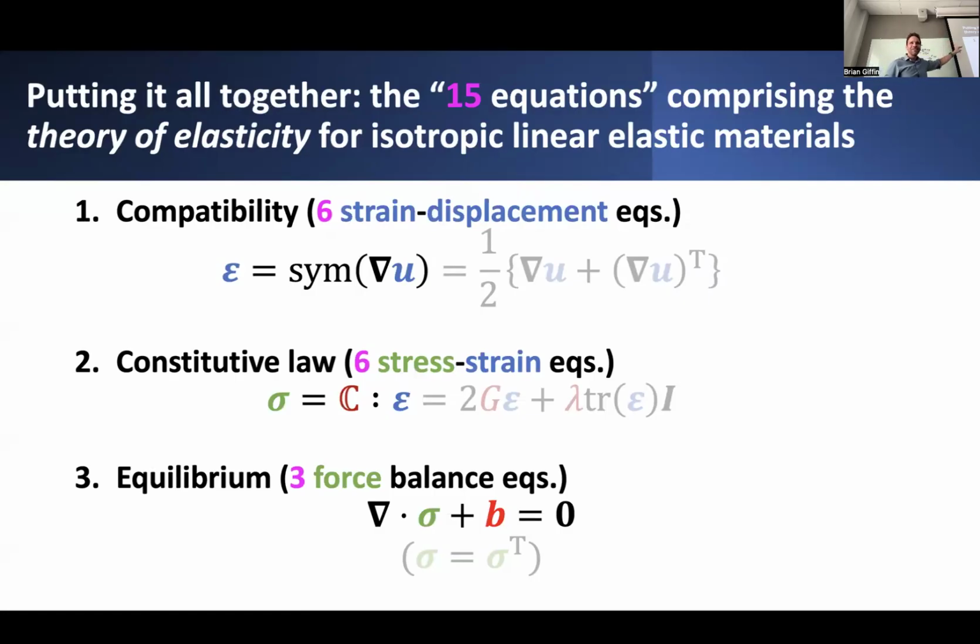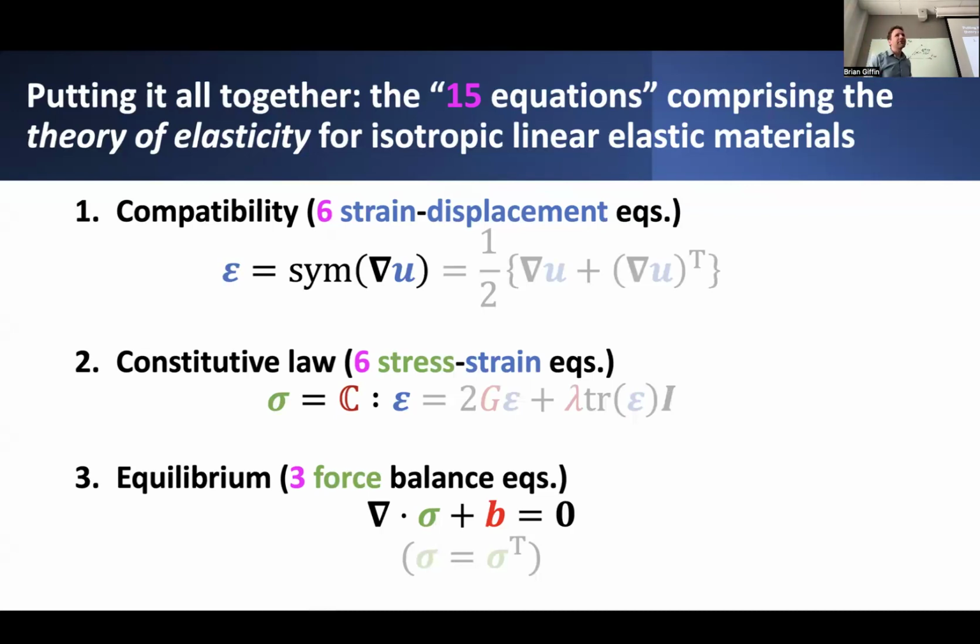It's compatibility. The implication is that if you have some kind of continuous displacement field, a vector of individual displacement components that varies spatially, you can relate that displacement field to some resulting strain field through our strain-displacement relationship, the thing that we derived at the beginning of chapter 2, that says the strain tensor is really just the symmetric part of the displacement gradient, or if you like, 1/2 of the displacement gradient plus its transpose.